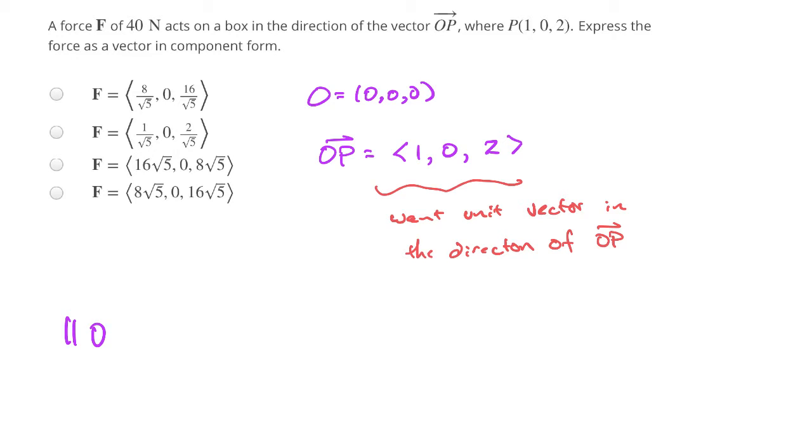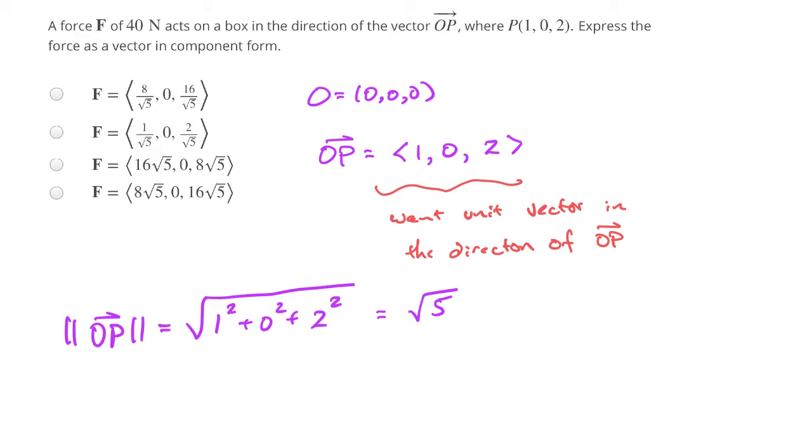Well, for that, it's simple enough. We just take the square root of the sum of the squares of the components. So we have 1 squared plus 0 squared plus 2 squared, which is going to give us the square root of 5.